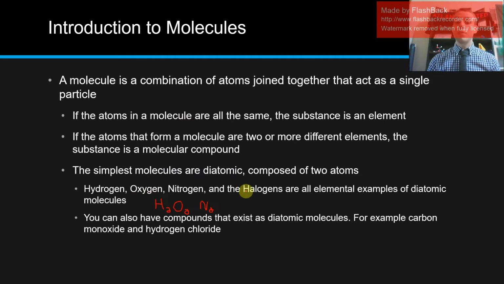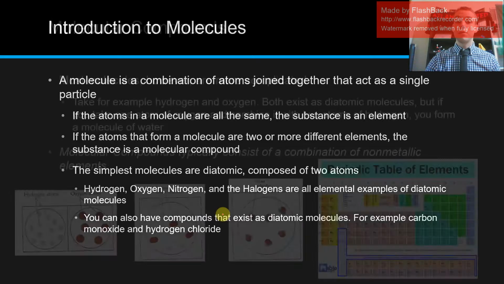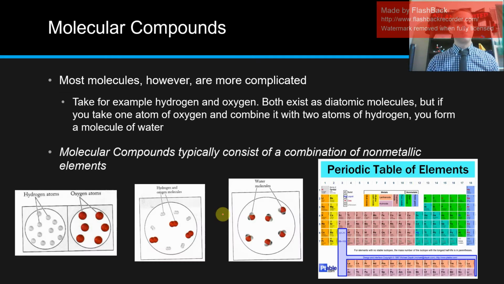Now, diatomic molecules can also exist as compounds. An example of this would be carbon monoxide, CO, and hydrogen chloride, HCl. Now, if you notice, there's still two atoms in each, but these two atoms are different. So both cases are diatomic molecules. Now, most molecules are not that simple. Most are more complicated. So again, we're going to look at the example of water.